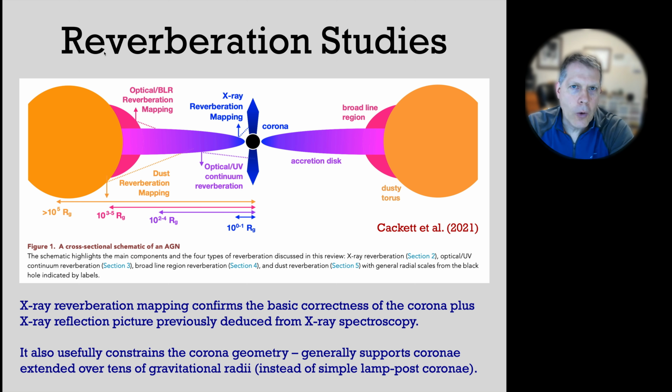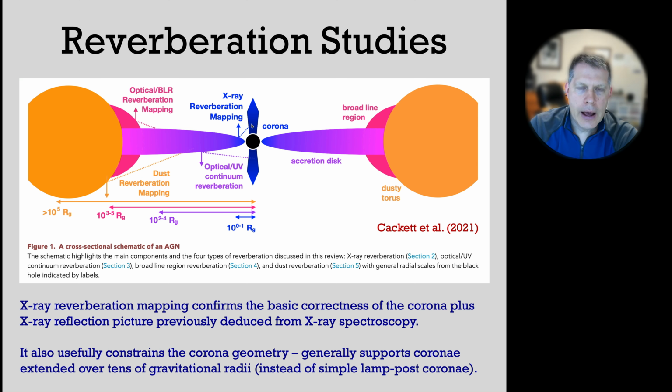In fact, this is a whole industry, or actually several industries. There are multiple types of reverberation studies, as shown in this nice diagram. You can use X-ray reverberation mapping to study the black hole region. That's what's going to be most relevant here. You can also look for a reverberation where the X-rays may shine upon the accretion disk. For example, the accretion disk emission in the optical and ultraviolet, and you can see if that reverberates in response to the X-rays. I'll say more about that in a minute.